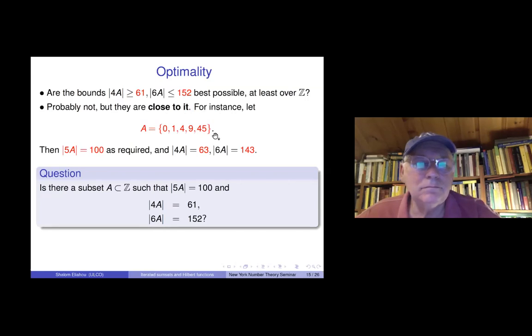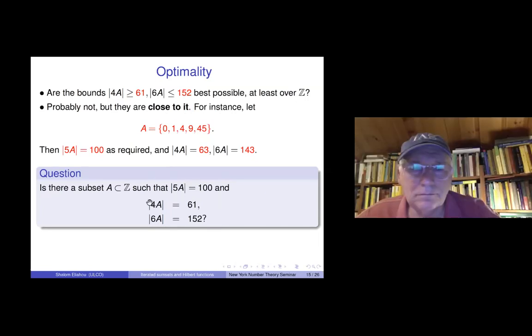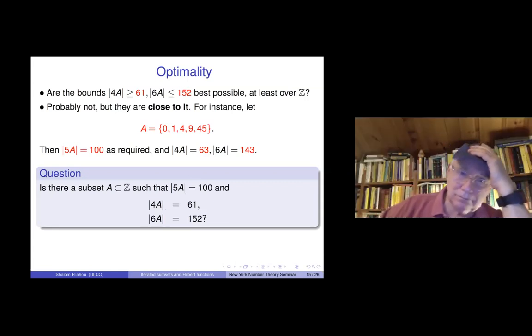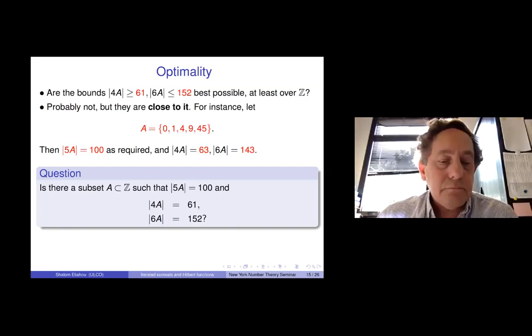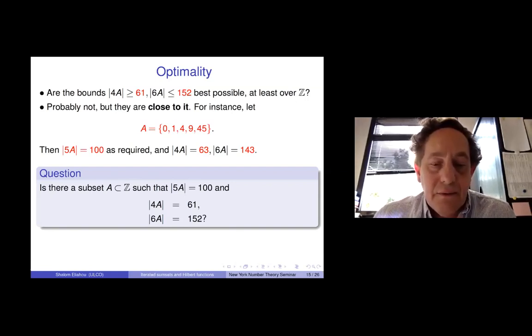And so here's a question. Is there a subset of integers, at least, such that 5A has cardinality 100, but 4A and 6A reach the best possible ones given by Macaulay? We don't know. I think the answer is no, but we don't know. If we change the group, maybe we can do better, but let me leave the question like this. Okay, so let me go to the next slide.